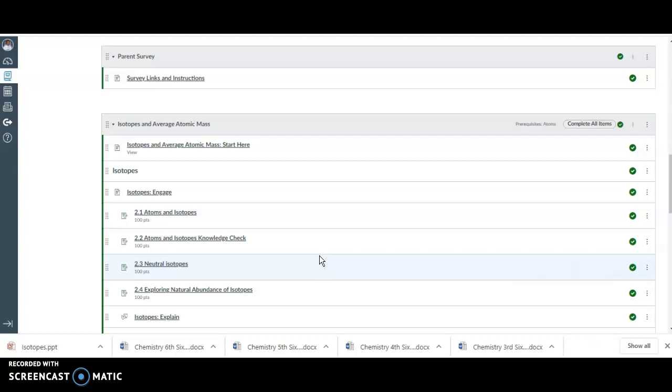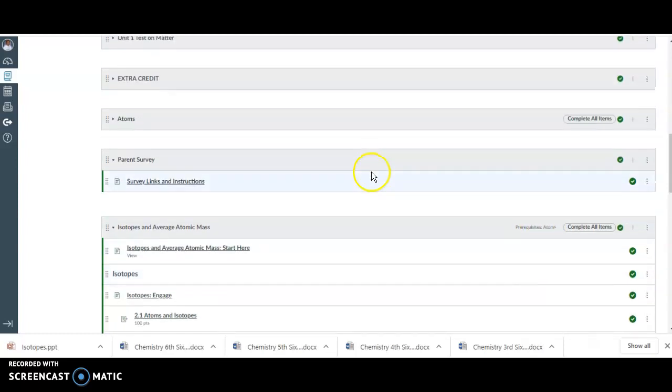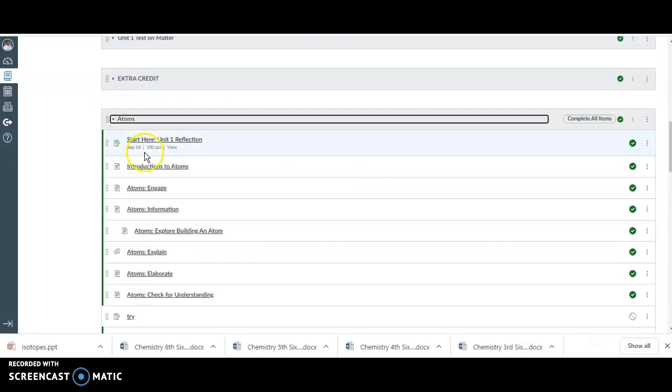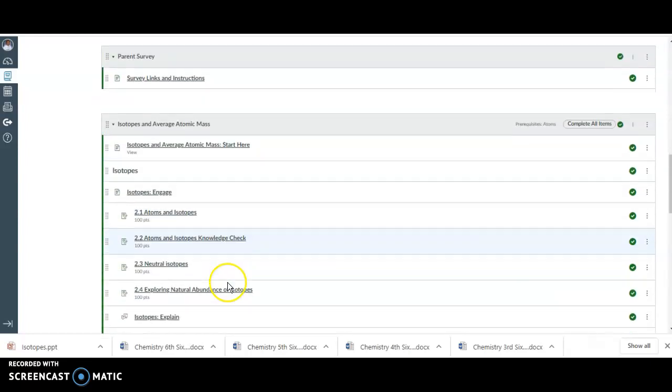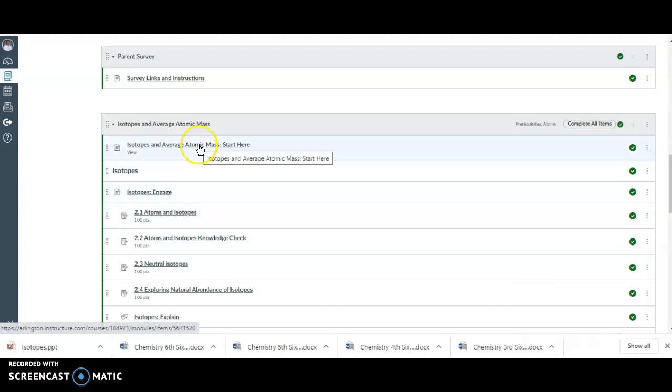And today's lesson is going to be on isotopes and average atomic mass, which is where you are right now. There's a prerequisite for this lesson, and the prerequisite is that you must have completed the lesson on atoms, which was the one from the last class period. So that is this one right here, atoms. You must have completed this before you can do this. And then you click on here to start, which is where you are right now.